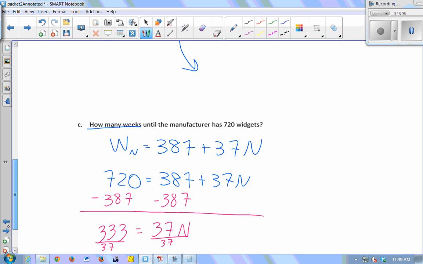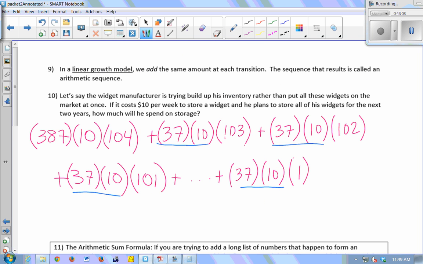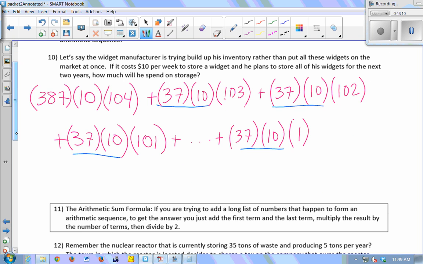So I had my first term, right, plus the last term. Add the first term and the last term, multiply the result by the number of terms, which was 103, and then divide by 2.